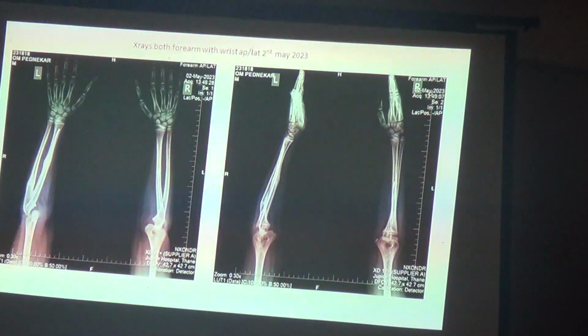What is the problem? More than 40? The pronation is a problem. Then child cannot write, cannot type.